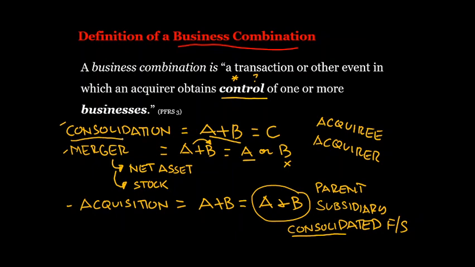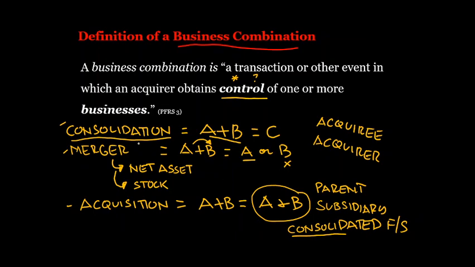Now consolidation, as a form of business combination, is when two combining entities are both dissolved and there will be a newly created company. Here, we use the term consolidated financial statements to refer to the process of preparing one financial statement for different companies that are presented as one economic entity. Okay? So, there you go.